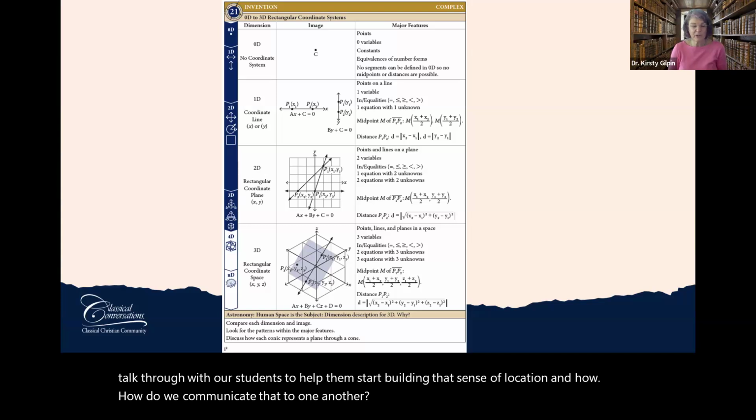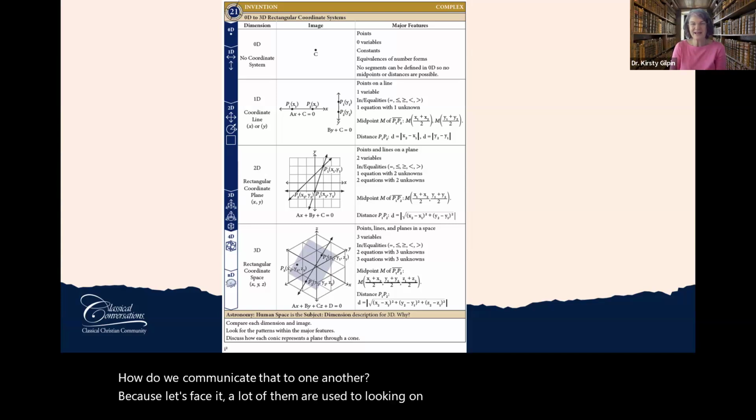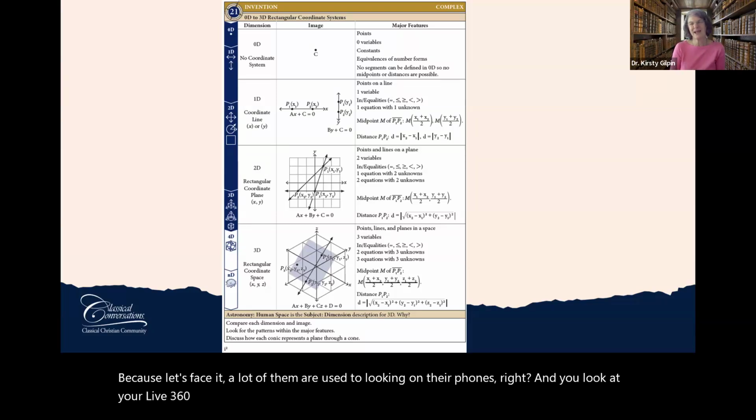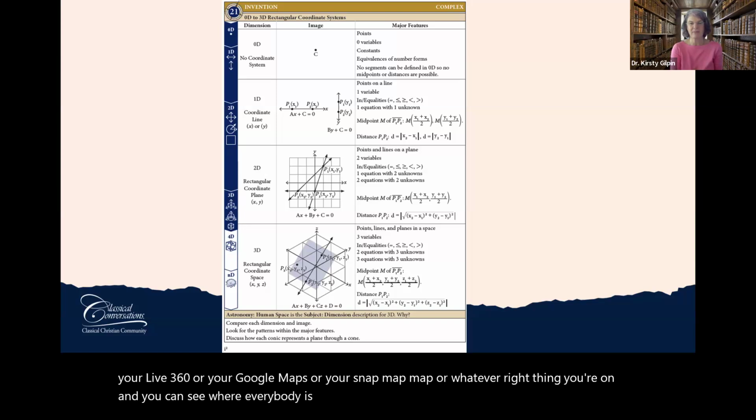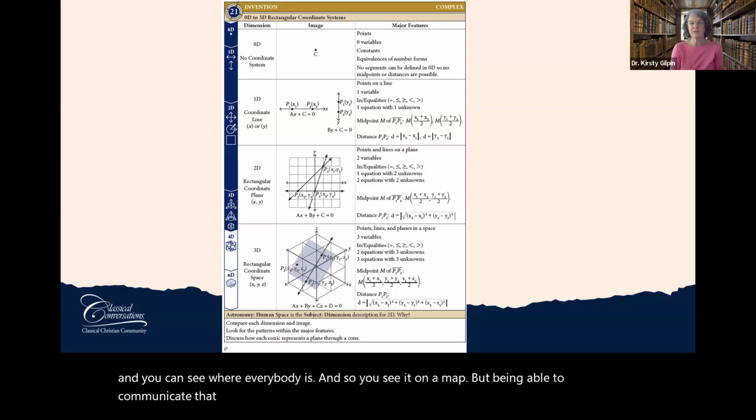Because let's face it, a lot of them are used to looking on their phones, right? And you look at your Life 360 or your Google Maps or your Snap Map or whatever thing you're on, and you can see where everybody is. And so you see it on a map. But being able to communicate that, there's a lot of different ways that we can do that.